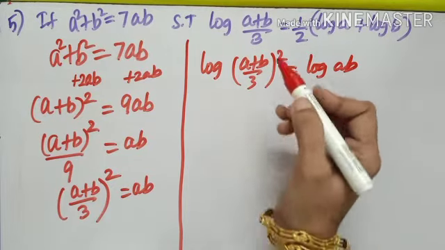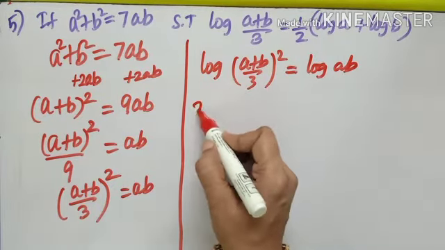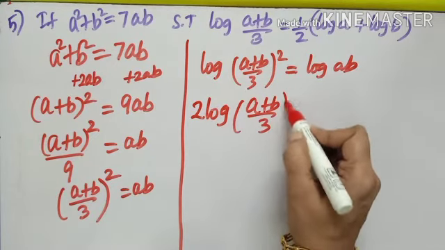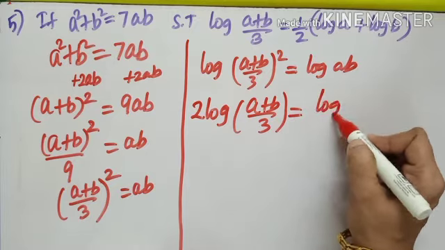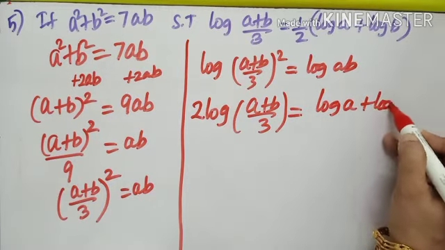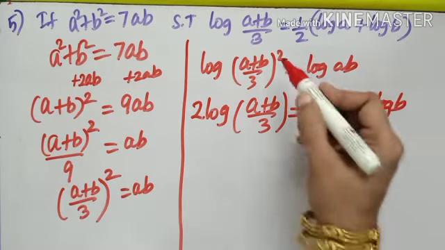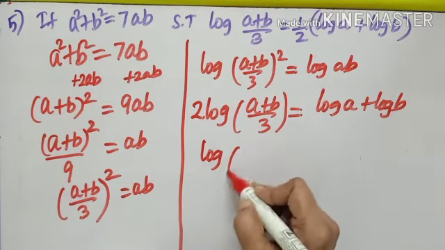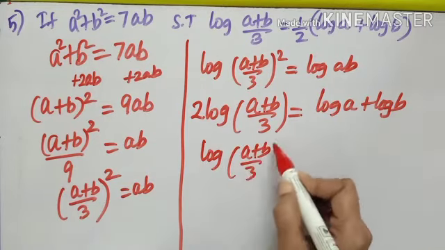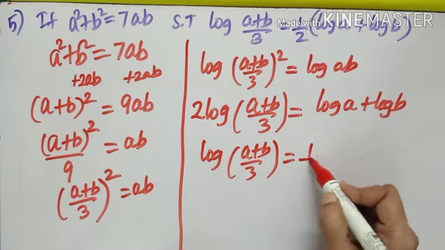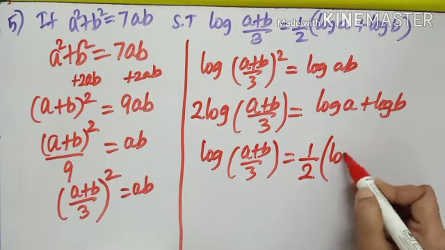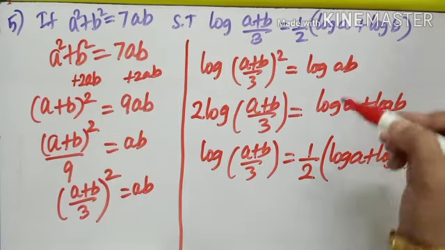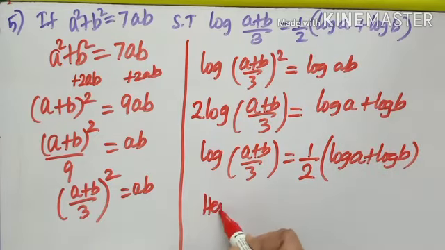The next step, power comes near. So 2 log (a plus b)/3 is log a plus log b. Product rule, power rule. Bring 2 down here. Log (a plus b)/3 equals 2 comes down, 1 by 2 (log a plus log b), and this is the result which I wanted to show, hence the problem.